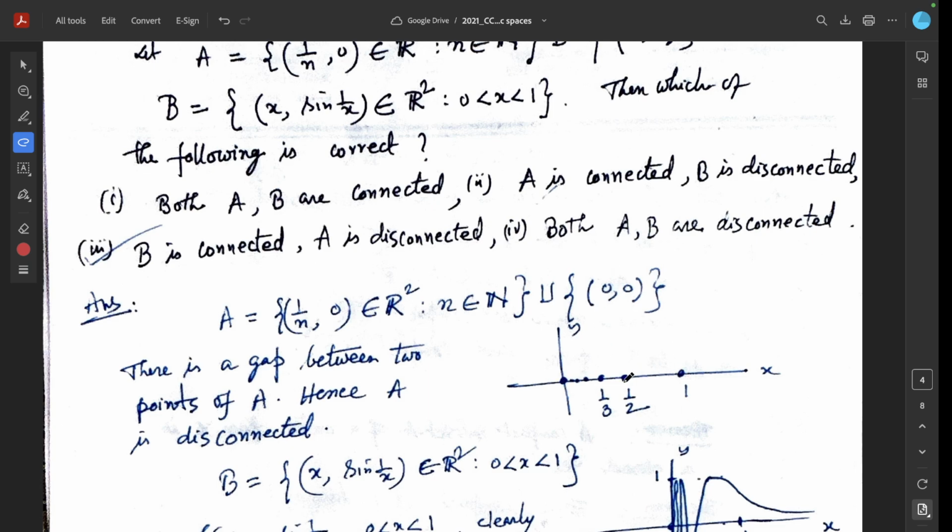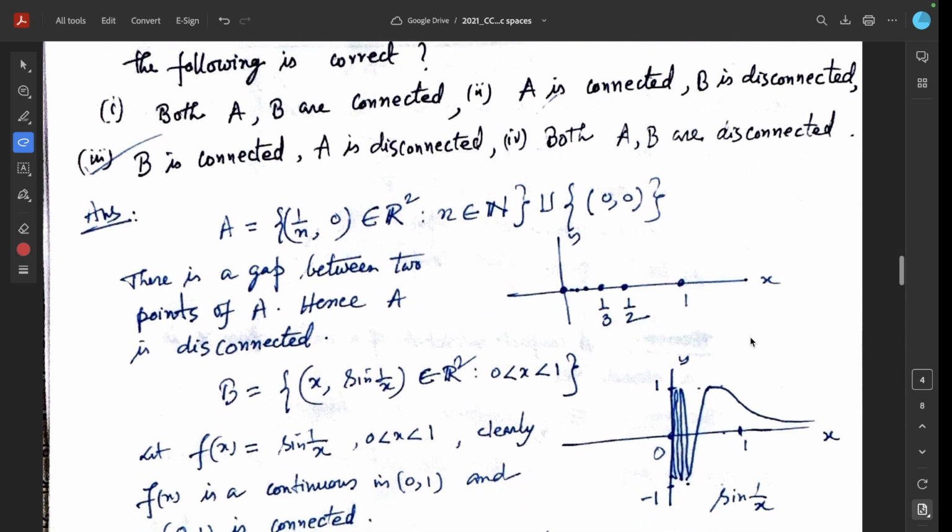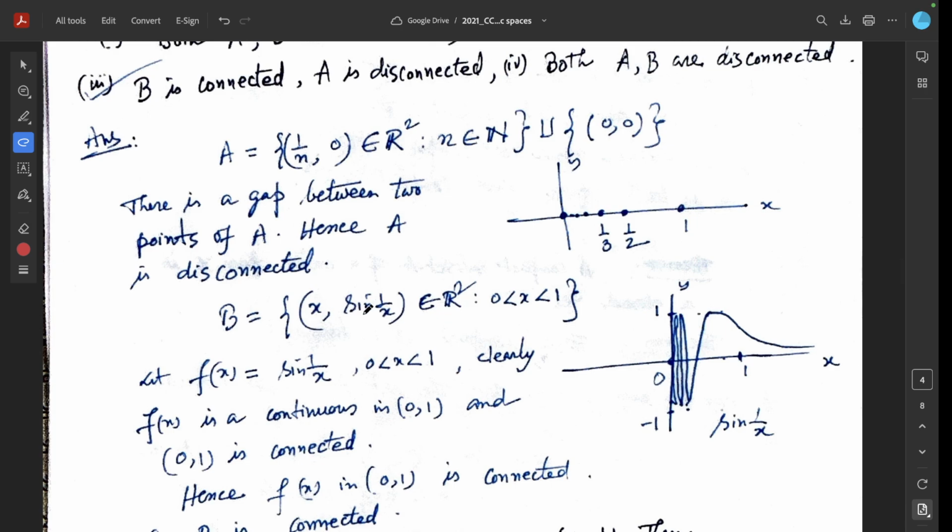So all these points (1, 0), (1/2, 0), (1/3, 0), (1/4, 0) and (0, 0), and there is a gap between any two points of it. So from 1 to half there is a gap; no real number, no points in this gap belong to the set A. Obviously A is disconnected.